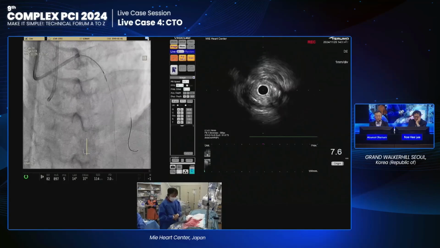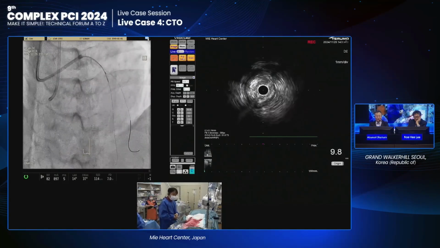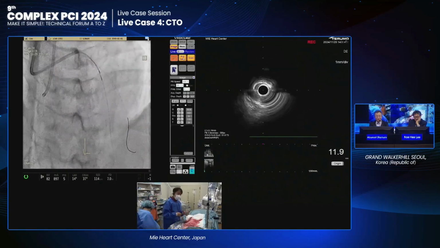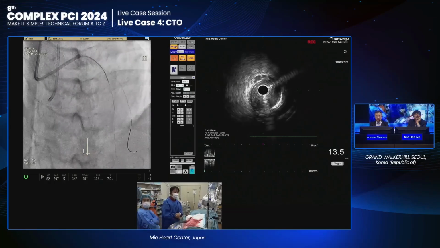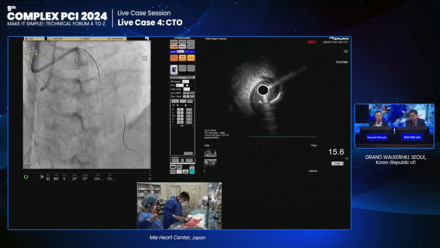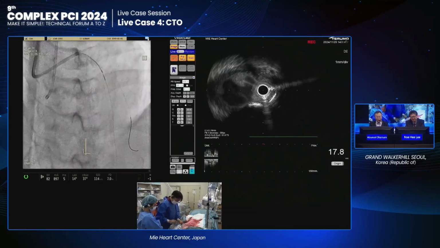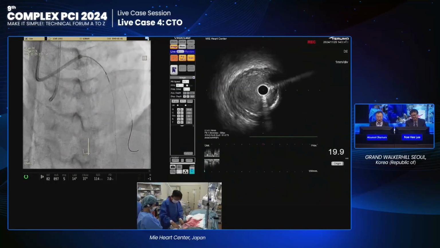Yes, we can clearly see it. Okay. So I will dilate the region and put the stent to finish the case. Thank you very much, Dr. Nasu. Well, good presentation. Thank you so much.